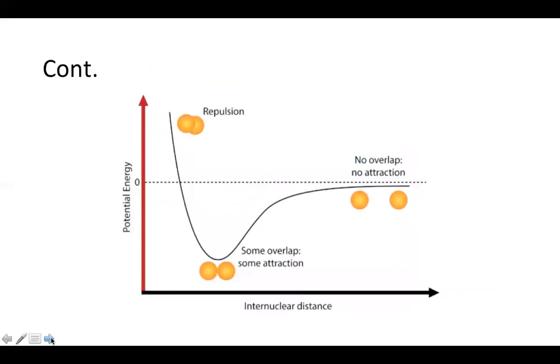Here's another example. Again, too close, those electrons in each are going to repel one another, but too far apart, there's going to be no attraction between the nucleus and the other's valence electrons. And where the distance is optimal is where you'll have the well, and that tells you where they will form the bond. So that's how far apart they will be to form a bond.